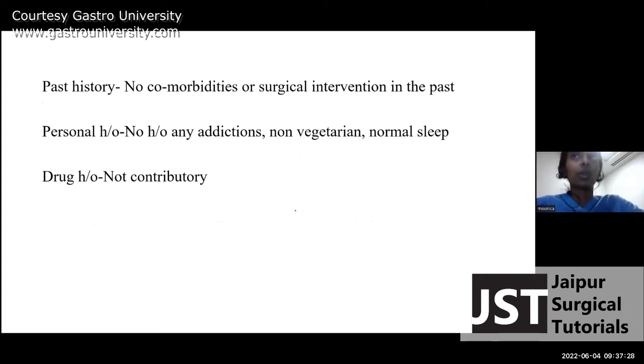There are no comorbidities or past surgical interventions. So I asked for comorbidities to check. I don't know what comorbidities we expect in an 8-year-old child.